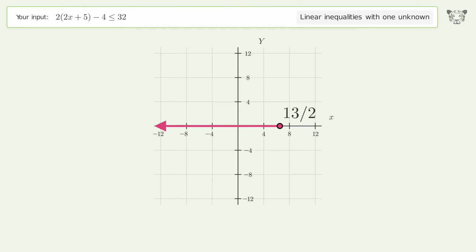And so the final result is x equal or smaller than 13/2 equal or smaller than 61/2.